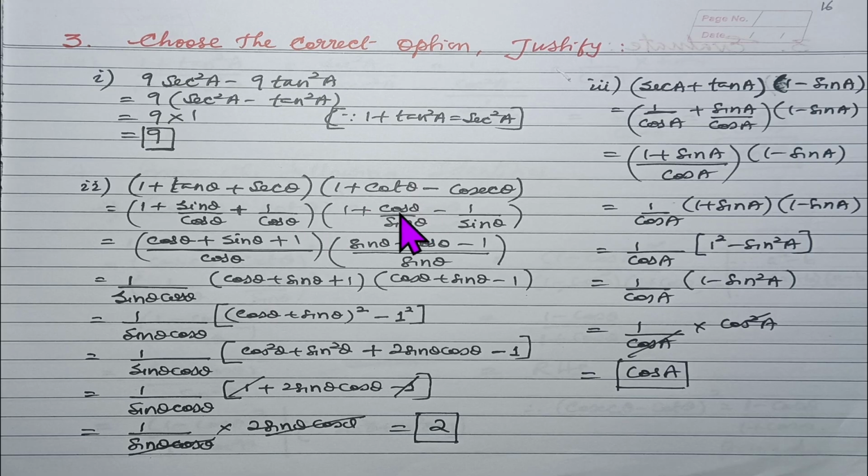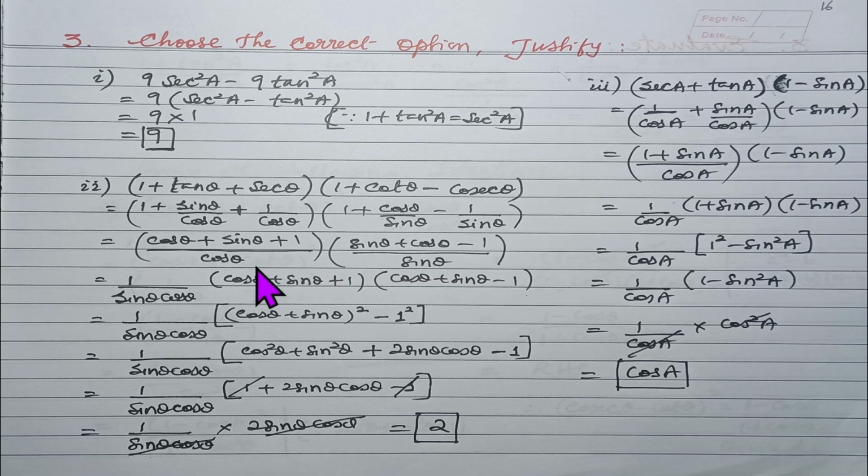Now converting cot theta also in terms of cos and sin, cos theta by sin theta, cosec is 1 by sin theta. Now taking the LCM as cos theta here, 1 into cos theta is cos theta, then this remains sin theta and 1, so cos theta plus sin theta plus 1 upon cos theta is what we get by simplification. Here sin theta is the LCM, so it will be sin theta plus cos theta minus 1. Now taking cos theta sin theta outside, we get 1 upon sin theta into cos theta, in the bracket cos theta plus sin theta plus 1, cos theta plus sin theta minus 1.